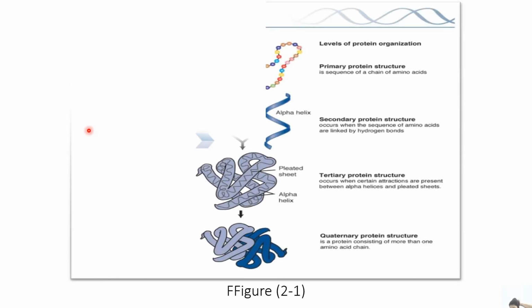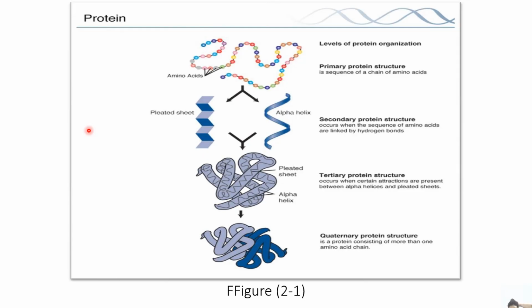Now, these are the 4 levels of protein organization. Primary is the sequence of a chain of amino acids. Secondary occurs when the sequence of amino acids is linked by hydrogen bonds. Tertiary occurs when certain attractions are present between alpha helices and beta sheets. And quaternary is a protein consisting of more than one amino acid chain, right?